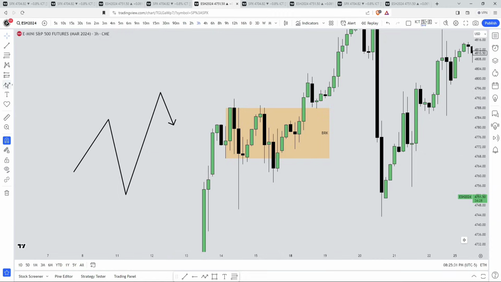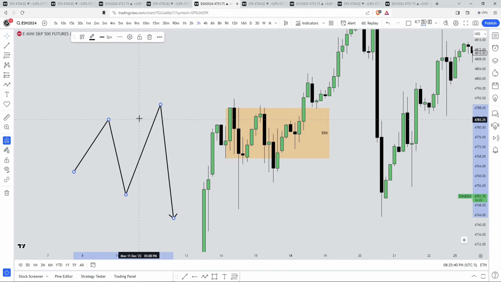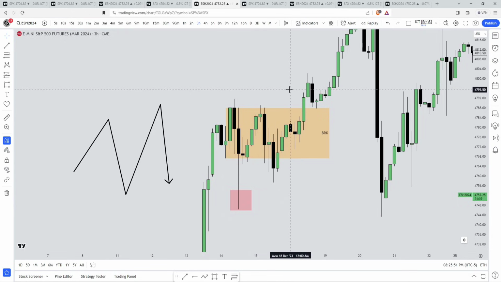Now, Dan, what if it fails to make the higher high and then it just continues lower? That's not a bullish breaker then, right? It would have to close above it. There are ways to pick out a bottom in here, right? If you really know what you're doing, there's ways to pick out a bottom in here and anticipate for a breaker to form.